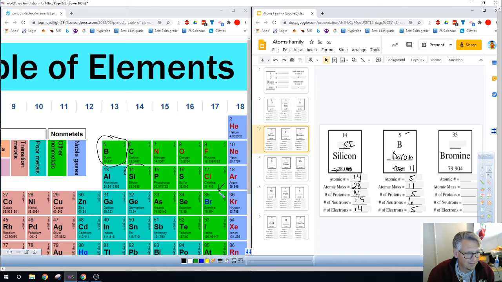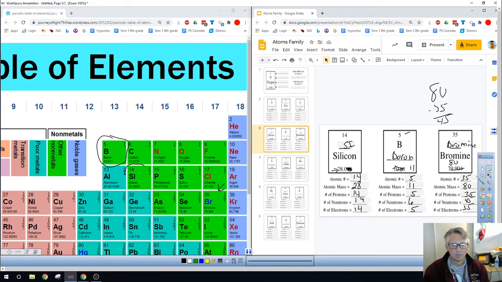Bromine, which is 35, which is a very cool element. It's blue because it's a liquid. Mercury is a liquid. There are not very many elements that are in liquid state. So 35, bromine. And that's 79.9. We are going to round to 80. So the atomic number is 35. The atomic mass is 80. The number of protons is 35. The number of electrons are 35 in a neutral atom. And then we have 80 minus 35, which should give us 45. 45 neutrons.